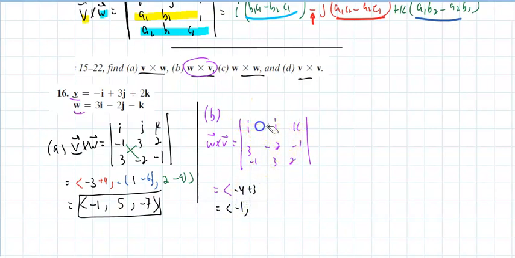If I go for the J, always a negative. And that would be 6 minus 1. That would be negative 5. And if I go for the K, that would be 9 minus 2. That would be a 7. And there it is.